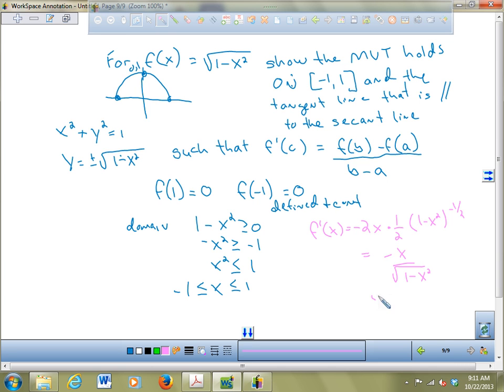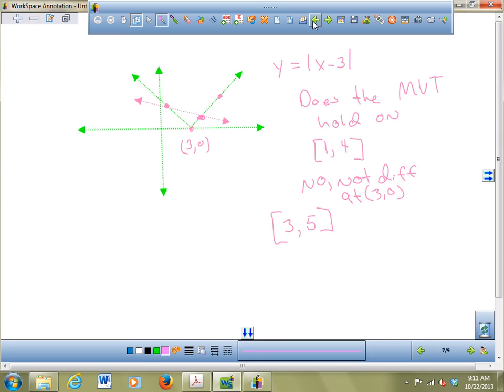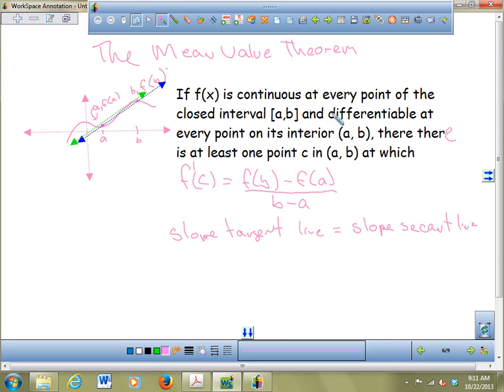Where is this undefined? At x equals plus or minus 1. But that's okay, because the function itself is defined there. But if we go back again, I'm just going back to here. f of x is continuous at every point of the closed interval, which it is, and differentiable at every point on its interior. That means between negative 1 and 1.